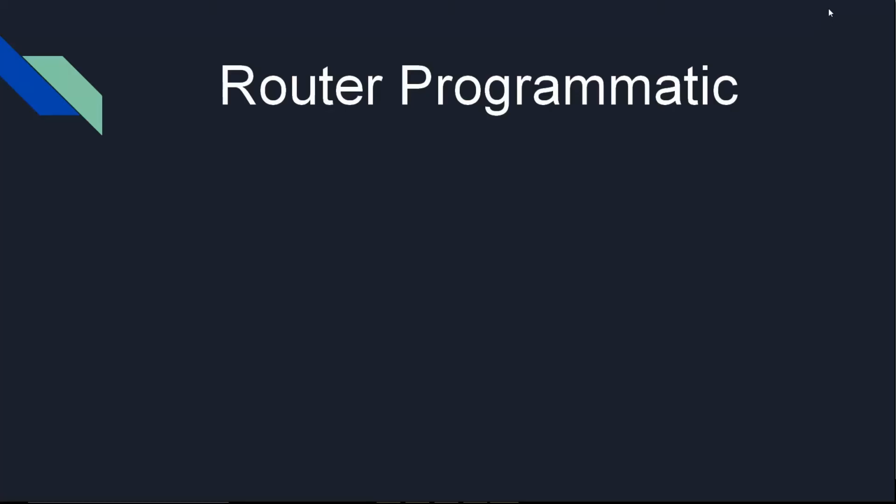Next, programmatic routing. Suppose there is a requirement to route from one component to another programmatically. For example, you want to save something. If the save is a success, then go to the list or success page, and if it is a failure, then go to the failure page. That is possible also.